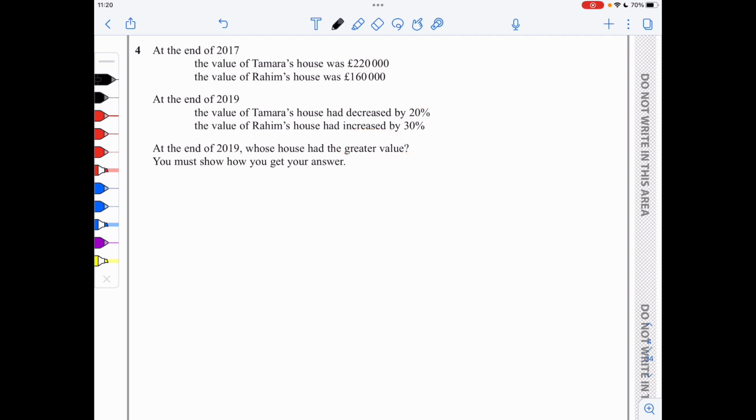So for Tamara, we have a decrease of 20%. So if I multiply 20% of 220,000, I can simplify out the zeros here. So 1, 2, 1, 2. So this leads to 44,000, which means that the house has decreased by 44,000. So 220,000 minus 44,000 gives me an answer of 176,000 pounds.